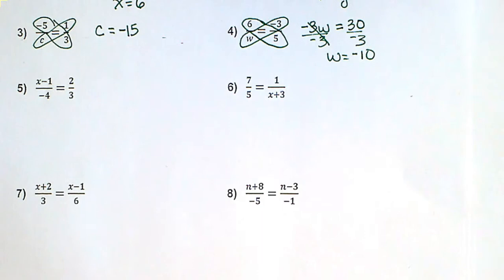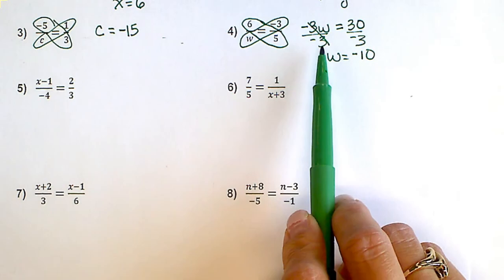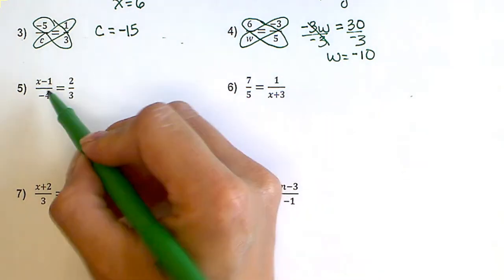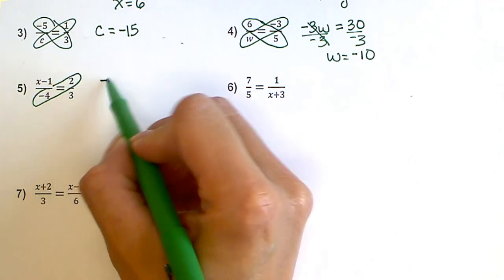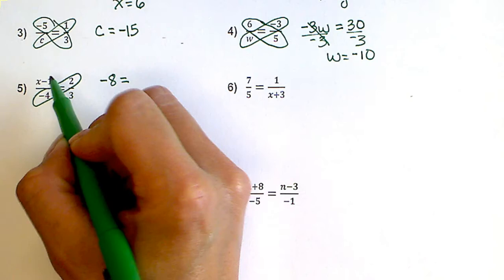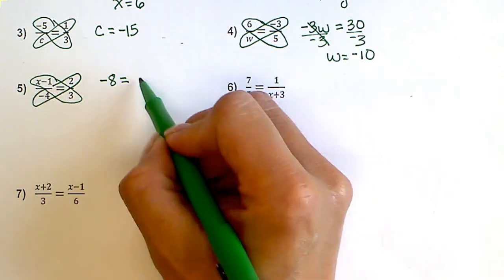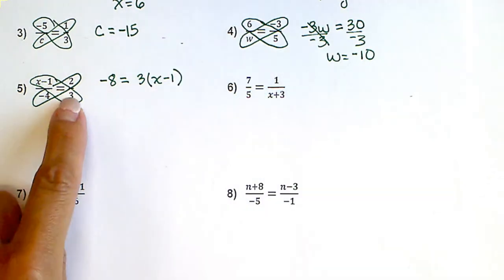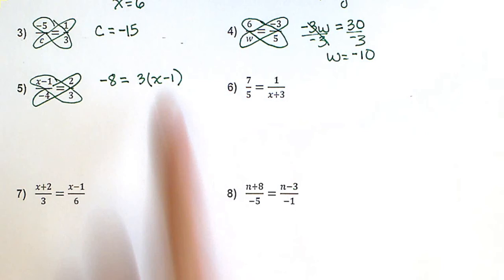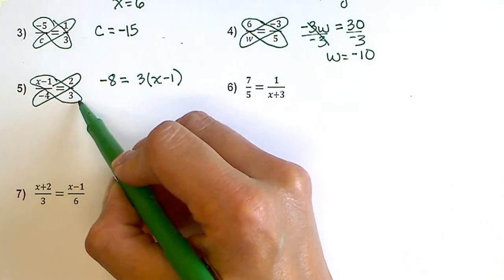Now let's take a look at some proportions that will be a little bit more complicated than the basic ones we saw in the first video. We still want to do cross products, so -4 times 2 is -8, and that will equal the cross product of 3 times the quantity of x minus 1. Now you can't just write 3 times x. So you do need to write 3 parentheses, and 3 is being multiplied by everything up here.